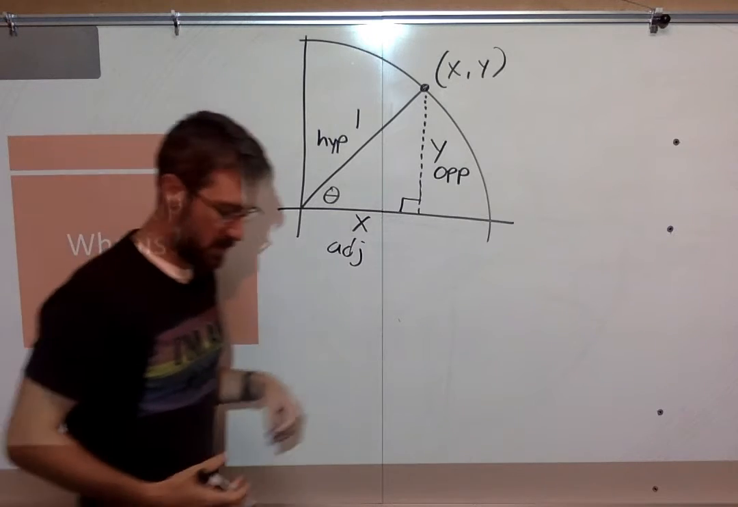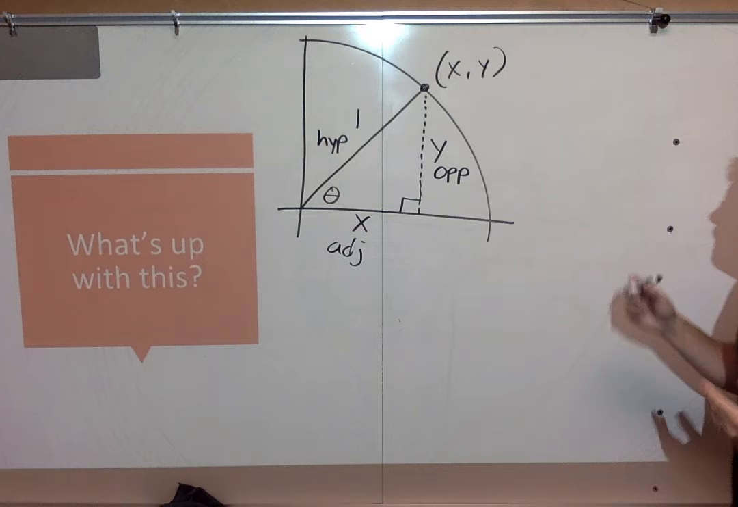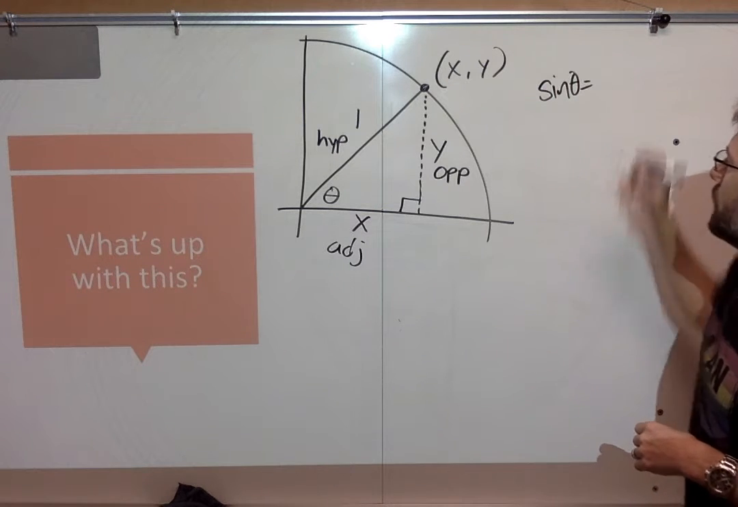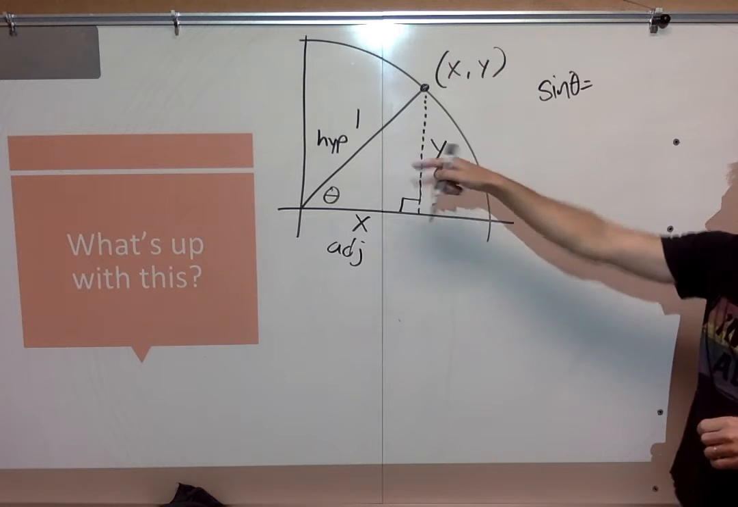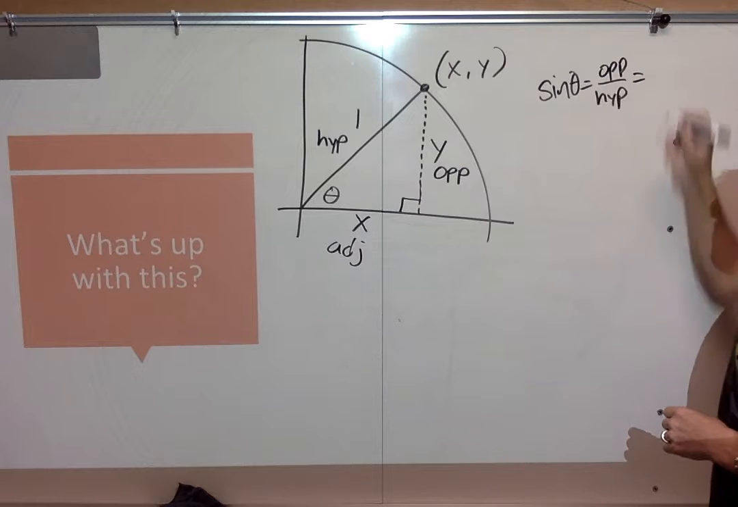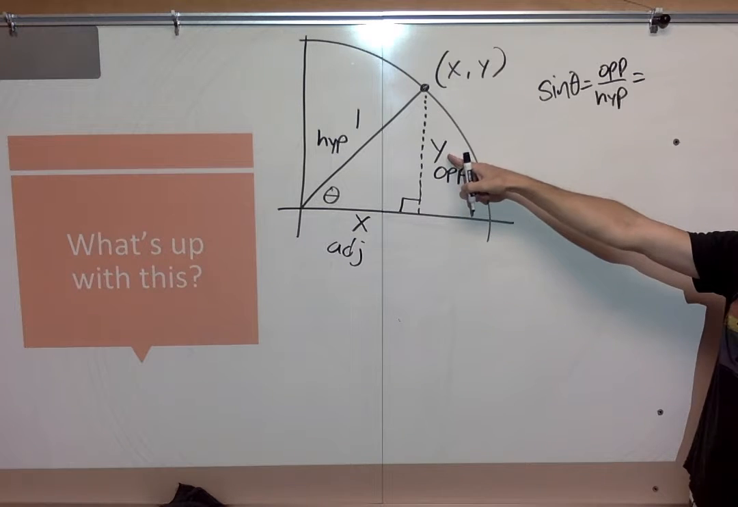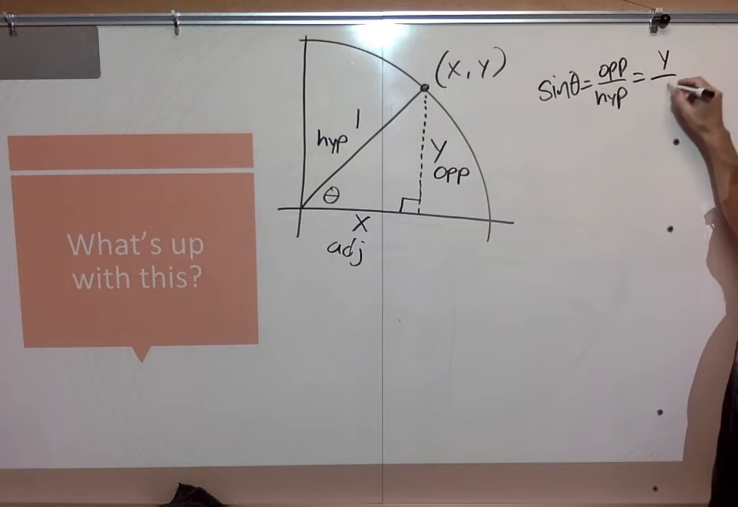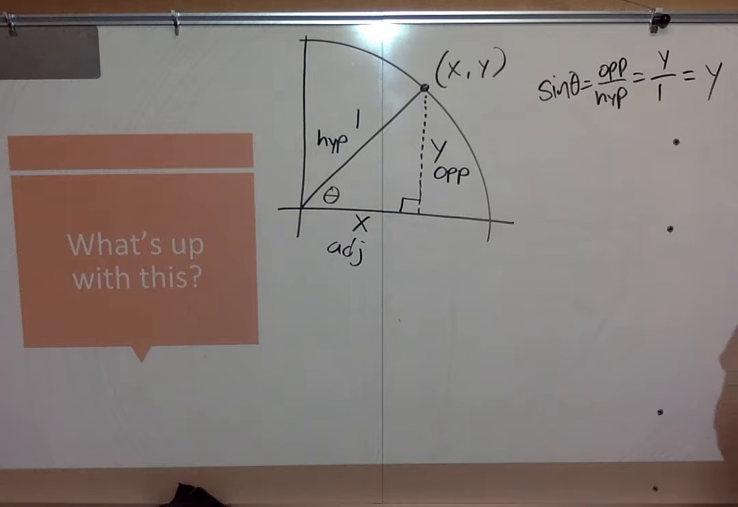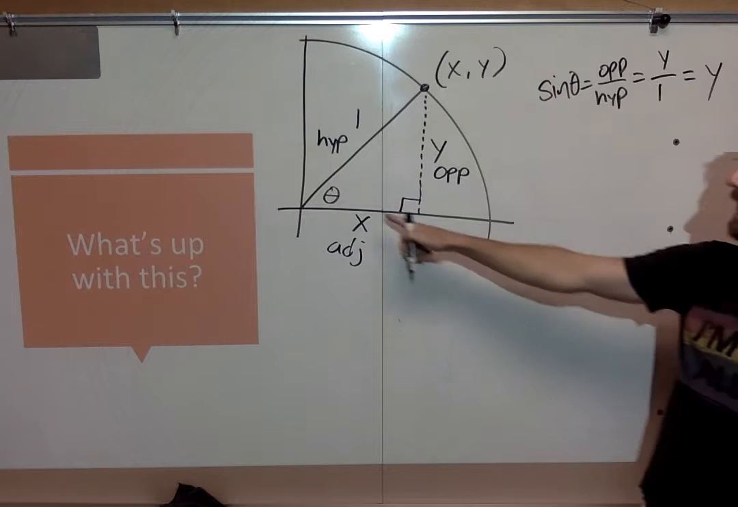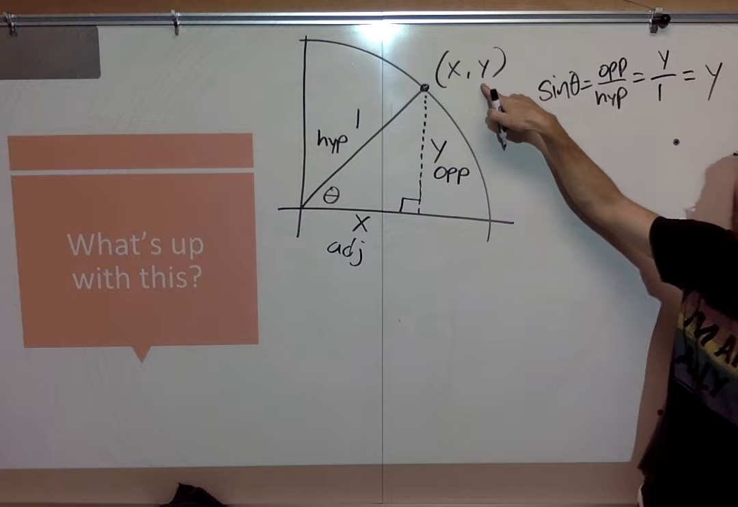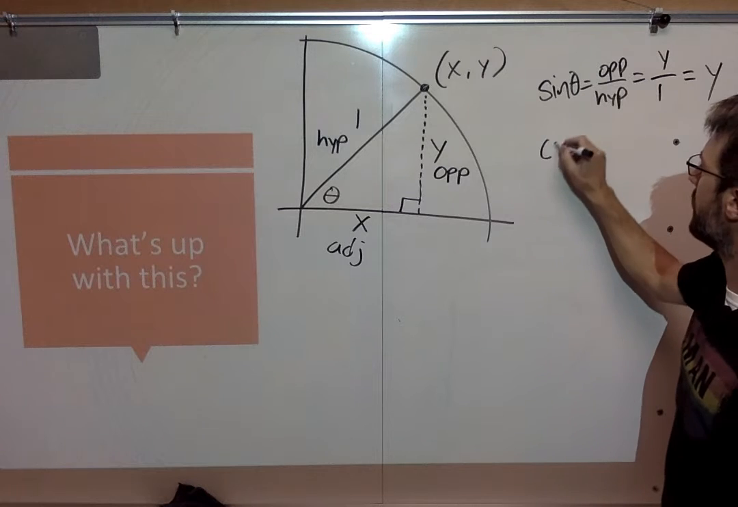Now, where is this useful? If we start thinking about sine, cosine, and tangent ratios, sine, we know, is equal to opposite over hypotenuse. Well, in this triangle, that's the y-coordinate for the opposite side over the hypotenuse, which is 1. And that's just equal to y. So whatever this angle is, if we know the coordinate at the end of it, the sine ratio is just the y-coordinate.